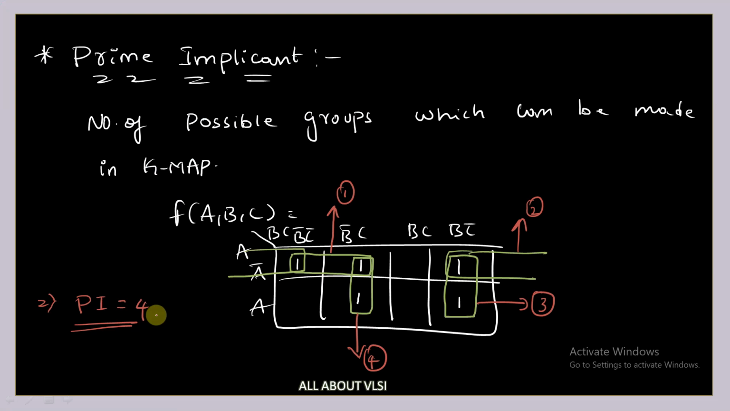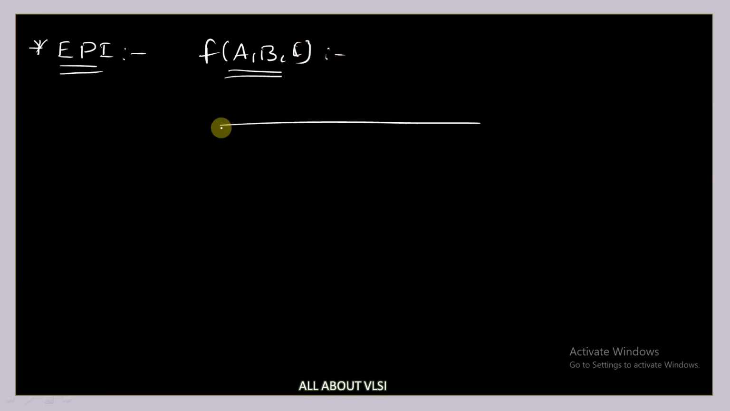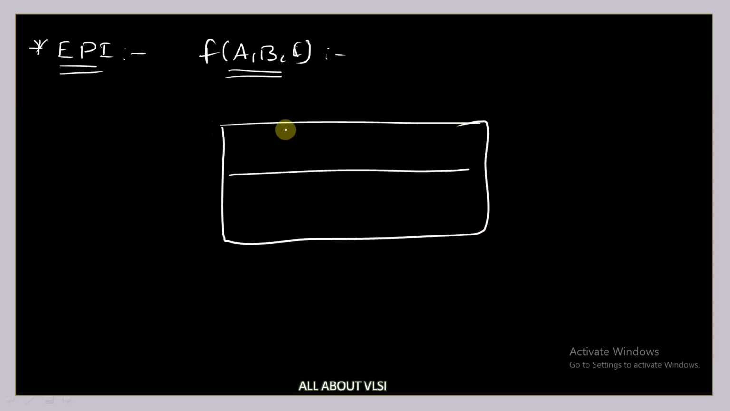Prime implicants are nothing but the number of possible groups which can be made in the K-map. Example, I'm only taking a three variable K-map. Now, let us try to understand essential prime implicants, the second category. So we have a function of three variables f of a, b, c. Let's say we have our K-map like this with these minterms.